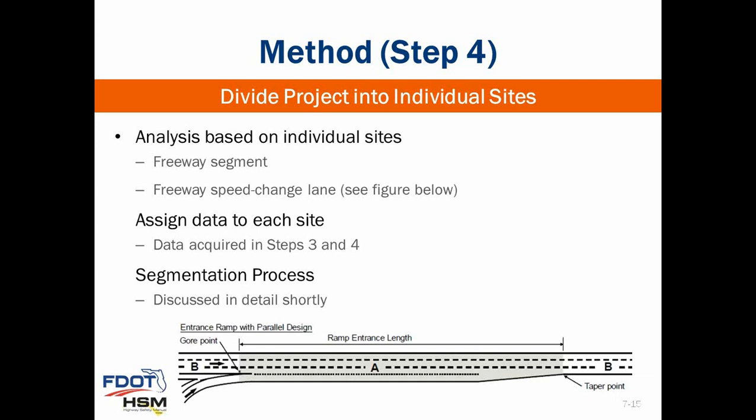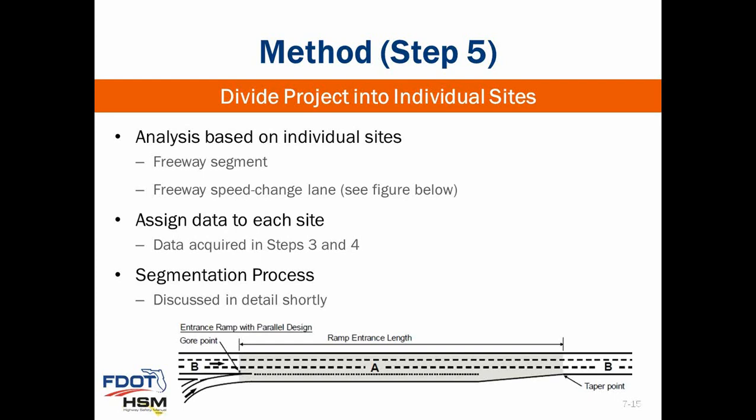During step 5 of the method, we divide the project into its component sites. These sites can be freeway segments or speed change lanes. The figure at the bottom of the slide shows a typical speed change lane. The area with gray shading represents the speed change lane site. The figure shows the site as including the ramp acceleration lane and the 3 adjacent through lanes. The median and the freeway lanes for the other travel direction are not shown in this figure because they are not part of the speed change lane site.